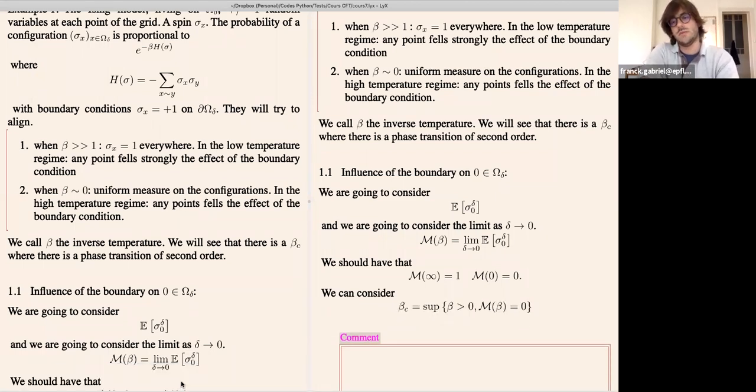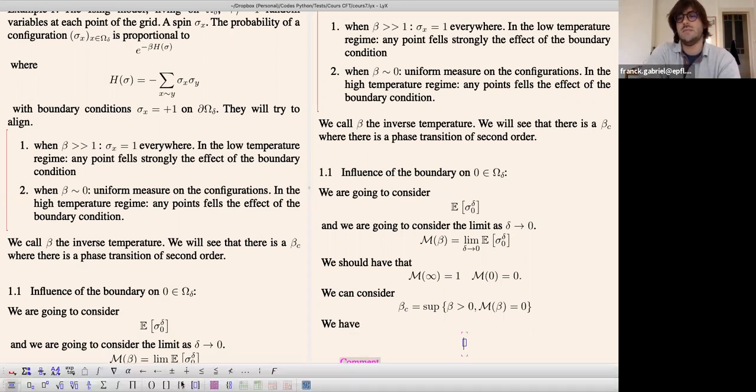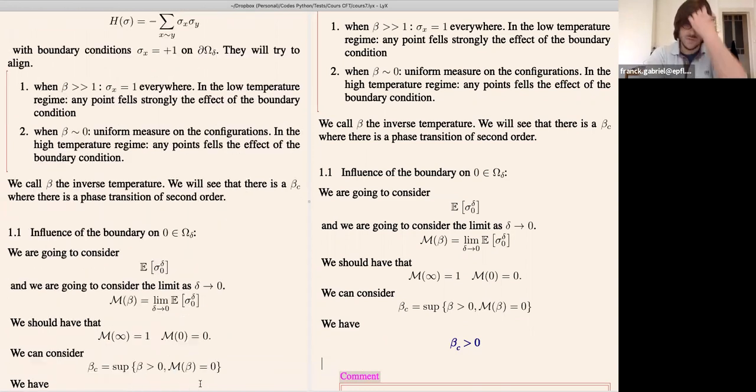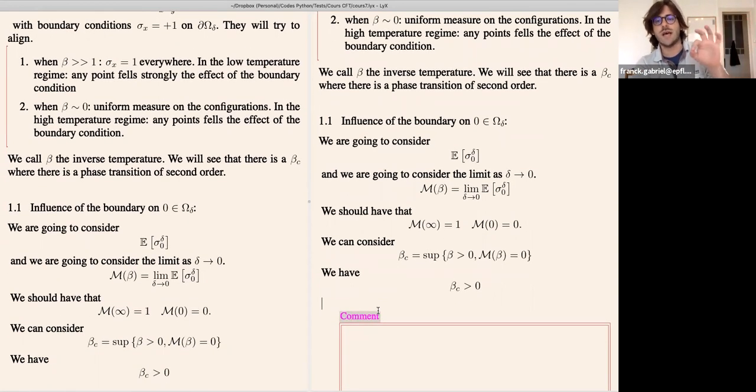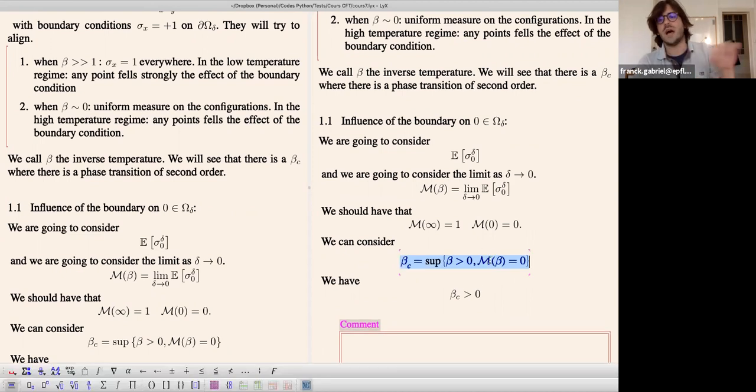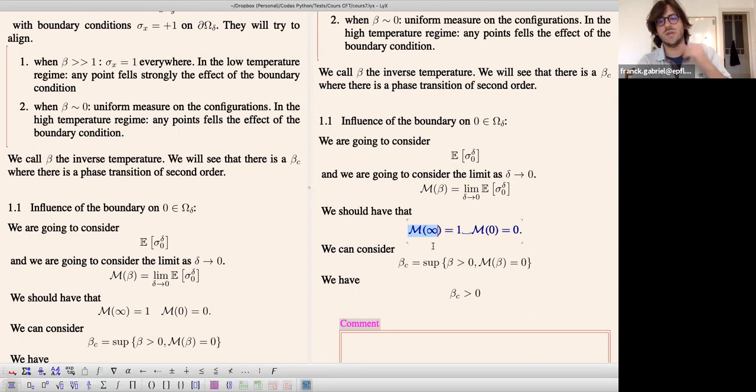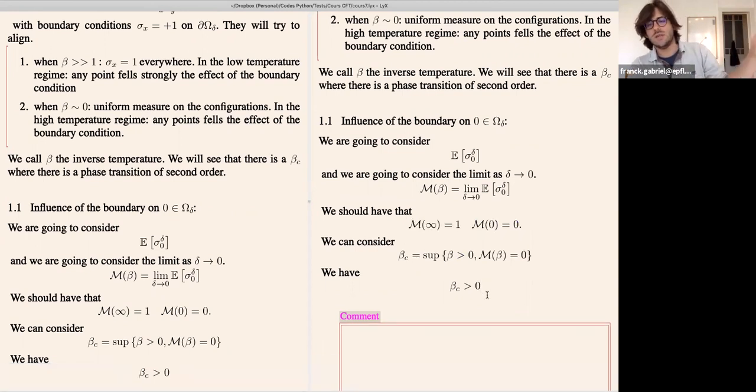And so what is quite interesting is that beta c is actually strictly positive. Which means that the magnetization is really 0 during a certain time, and then suddenly it will be strictly positive. Because it must also increase with beta, it's not difficult to see. So it's really equal to 0, and then at one moment it should be positive.